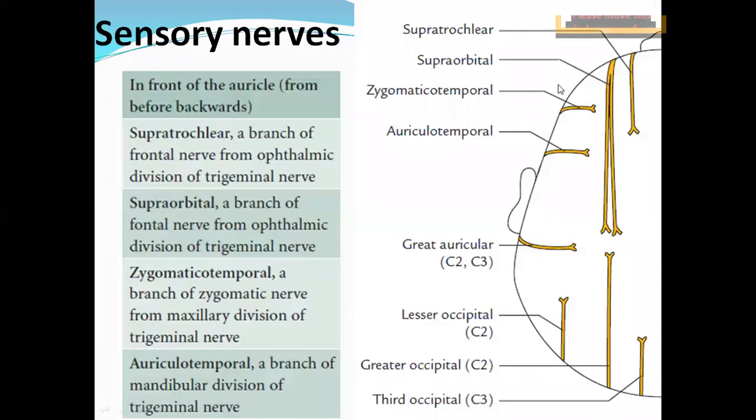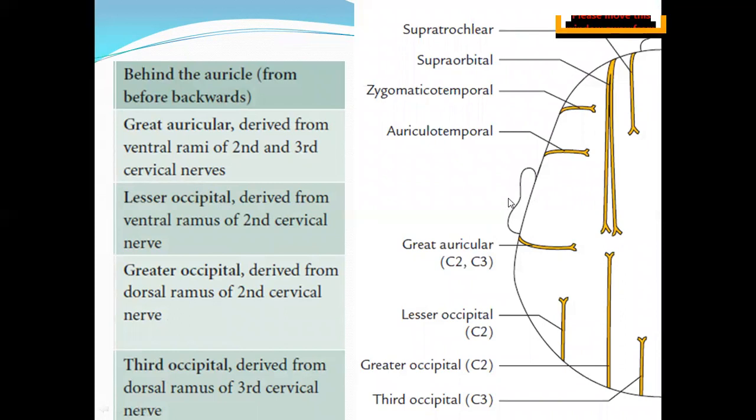So now once you have done in front of the pinna, let us see the sensory supply behind the pinna. Pinna is nothing but external ear, auricle. Three names it has. Now behind the auricle, what are the various nerves we have? We have great auricular nerve. This is actually coming from the spinal nerves. The root value is C2 and C3.